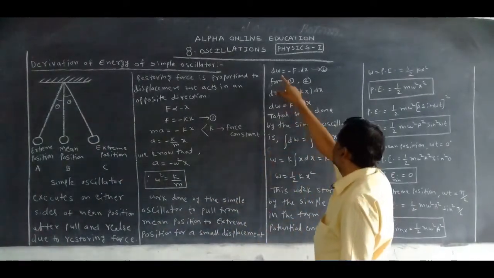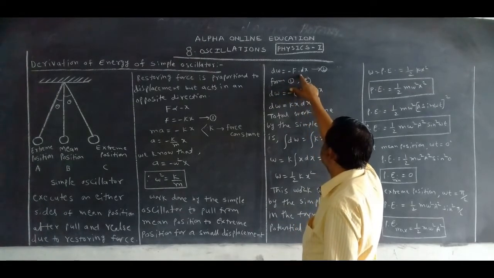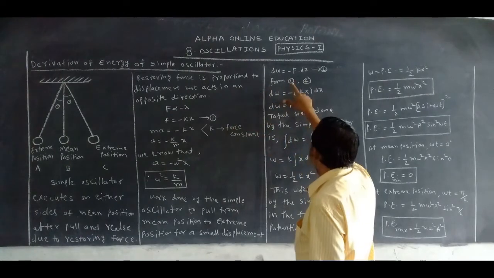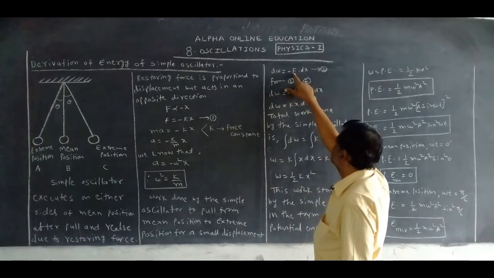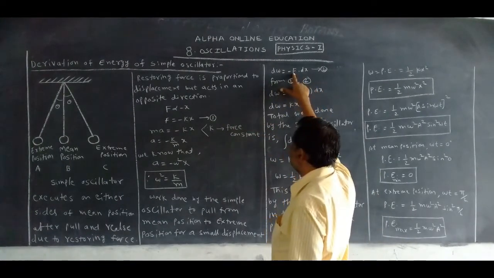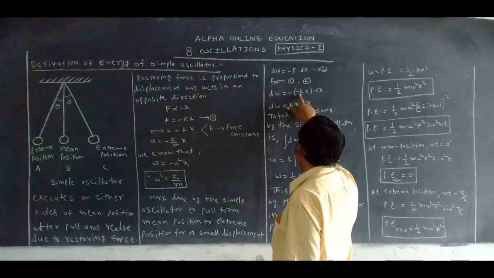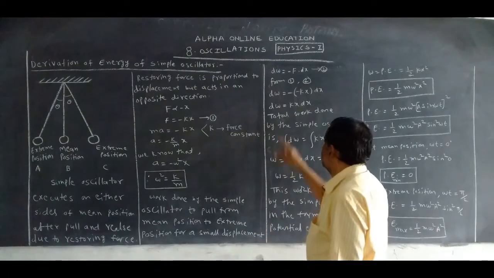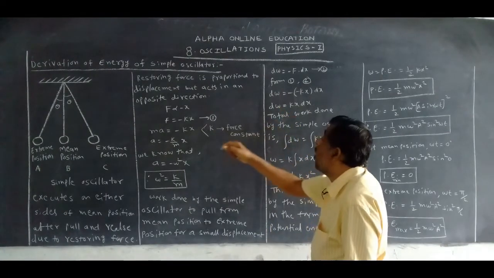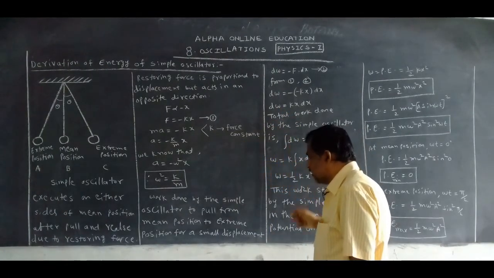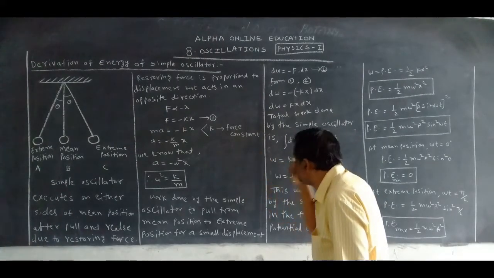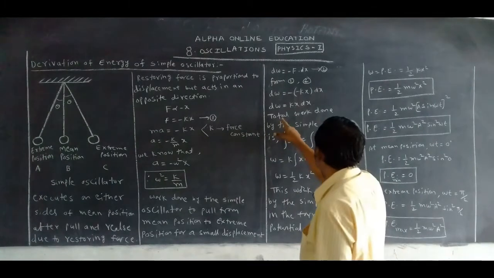That's why dW is equal to minus F into dx, equation 2. Substitute from equation 1 and 2. From equation 1, in the place of F you write minus kx, minus into minus gives plus kx dx. This is a small work done by the simple oscillator to pull from mean position to extreme position.